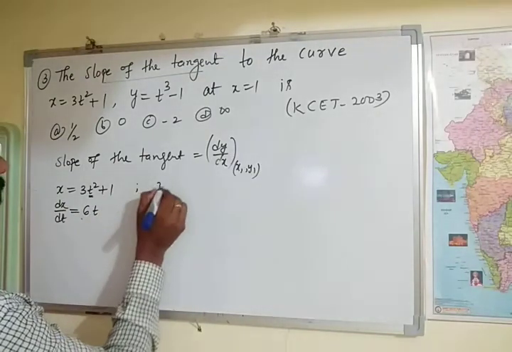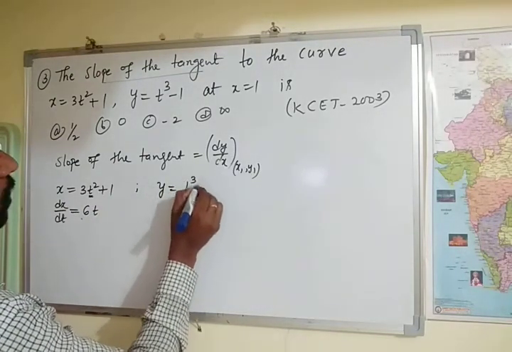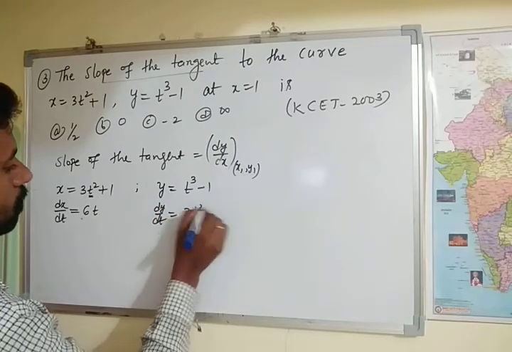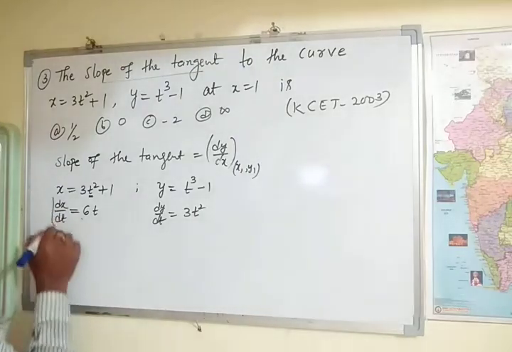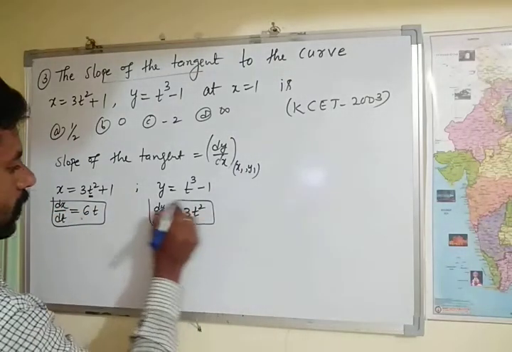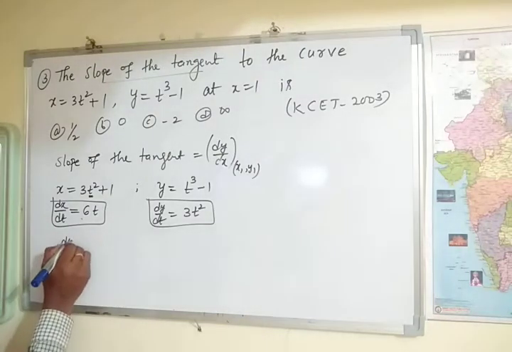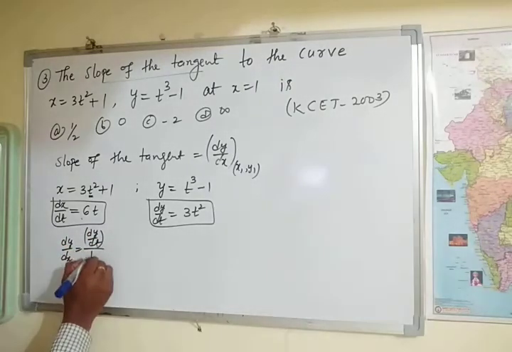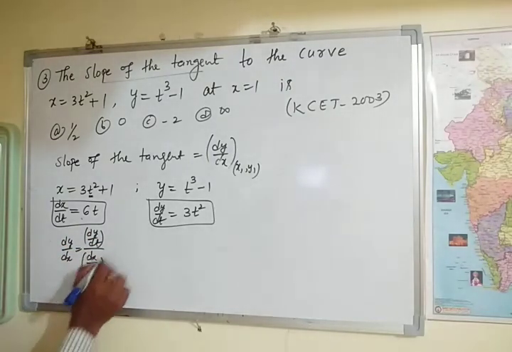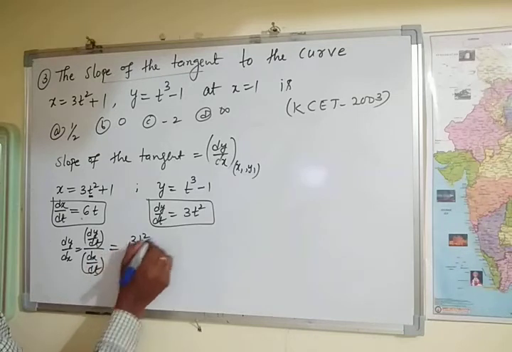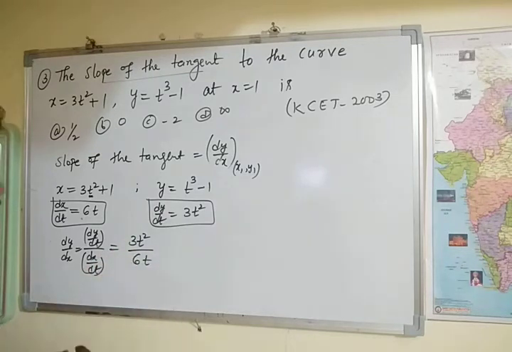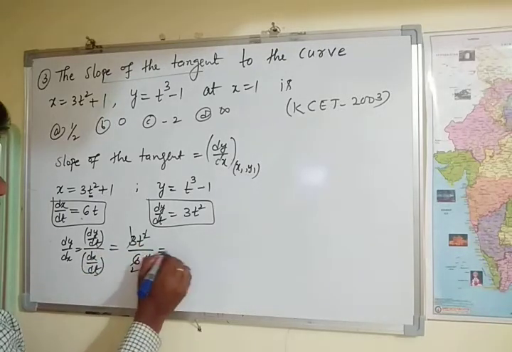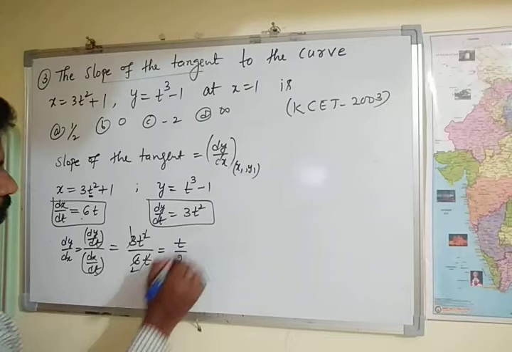Next, similarly consider the next curve. Y is equal to t to the power 3 minus 1. dy by dt is equal to 3t square. So dx by dt is 6t, dy by dt is 3t square. This implies dy by dx is equal to dy by dt divided by dx by dt, which is 3t square divided by 6t. See here, one term t gets cancelled. 3 1s are 3, 3 2s are 6. dy by dx is equal to t divided by 2.